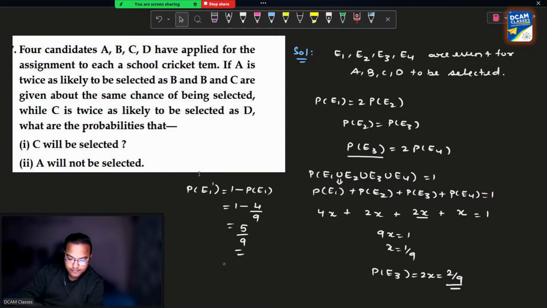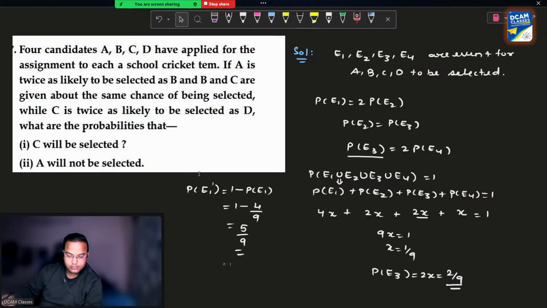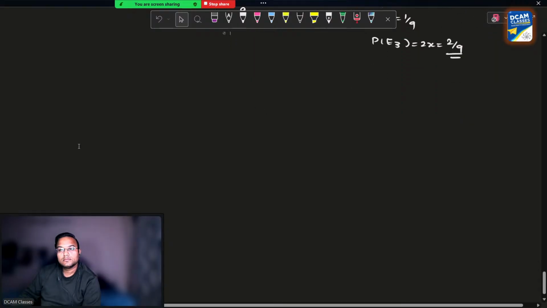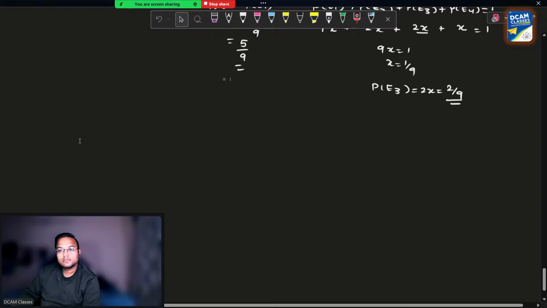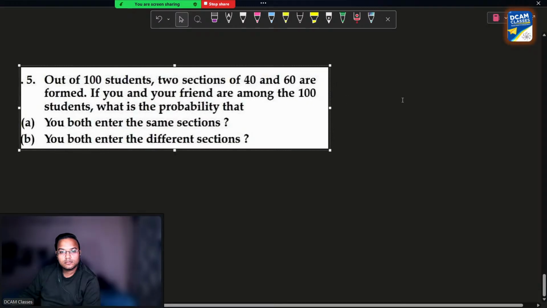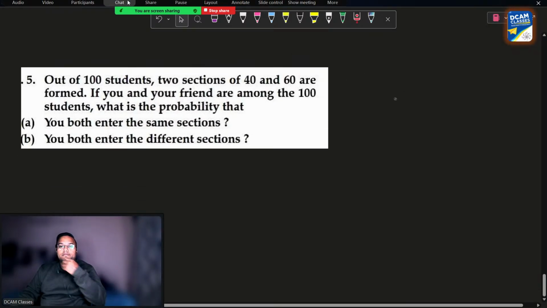Try to solve this one. Try solving this.